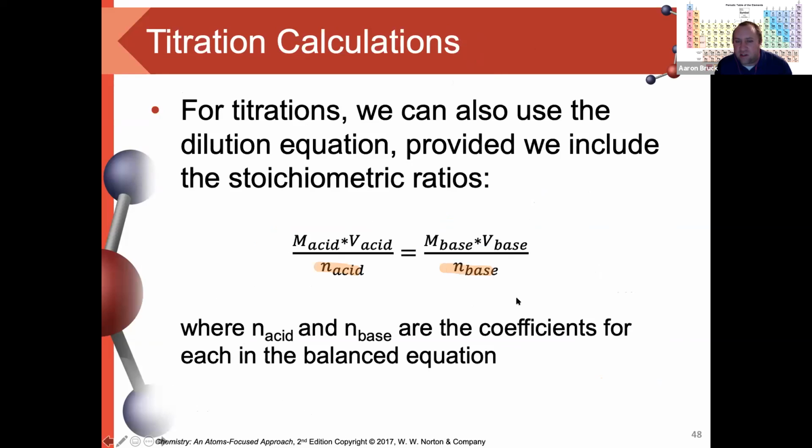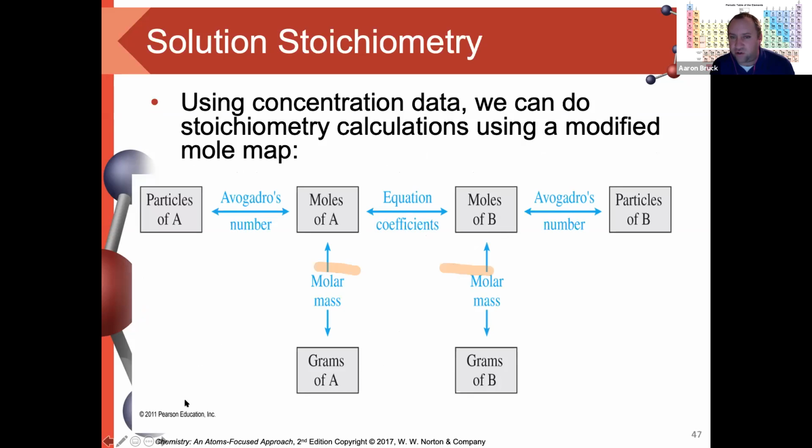And that little extra piece is the part where we integrate the balanced chemical equation. These are the coefficients for the acid and the base in the balanced chemical equation. What we'll find is that this works for any titration. It does not have to be an acid-base titration. It can be a redox titration as well. It can be any kind of titration that involves knowing the concentration of one substance and trying to convert it to the concentration of another substance. But this condenses down some of the calculation work that we have to do. So if we have a titration reaction, we can use this equation instead of doing the more complicated stoichiometry using the mole map.